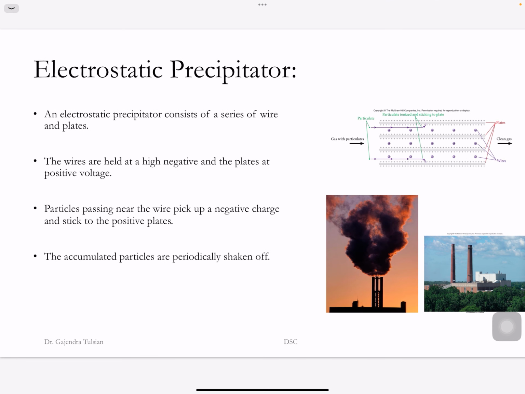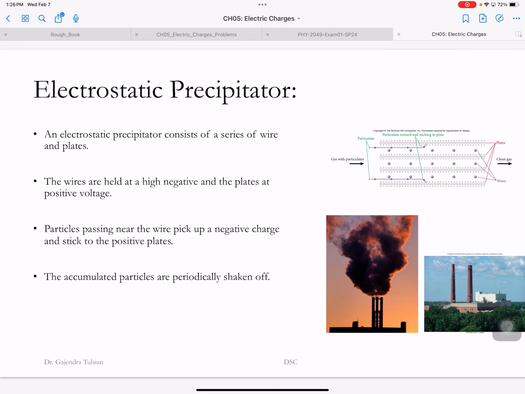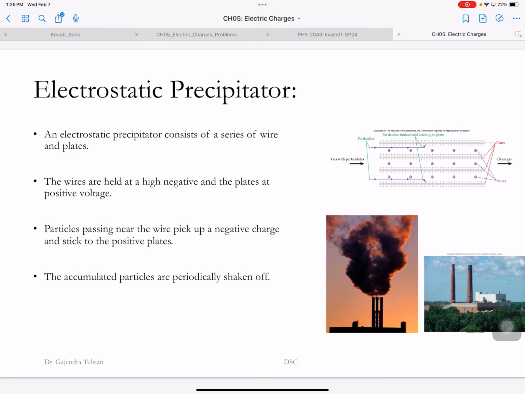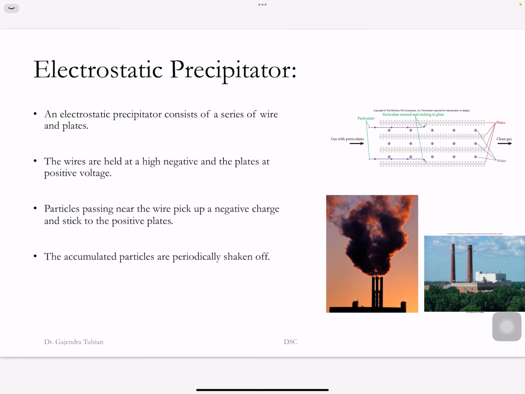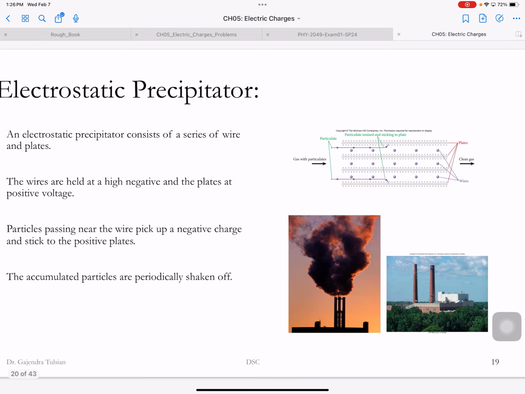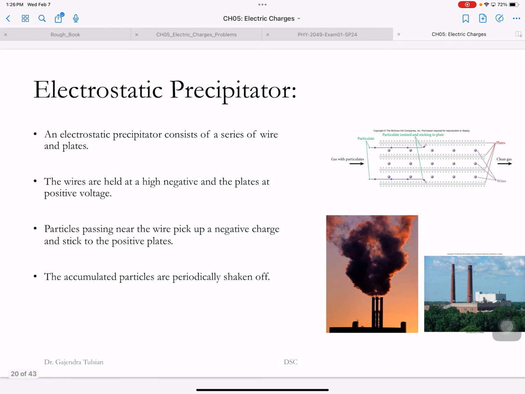All right, so let's look at some applications. What's happening? All right, so we'll look at an electrostatic precipitator.